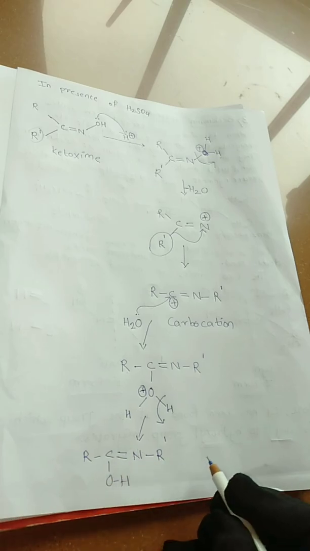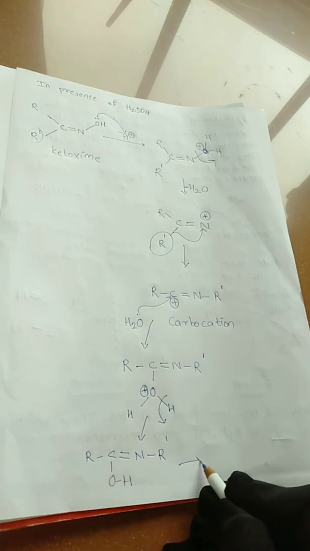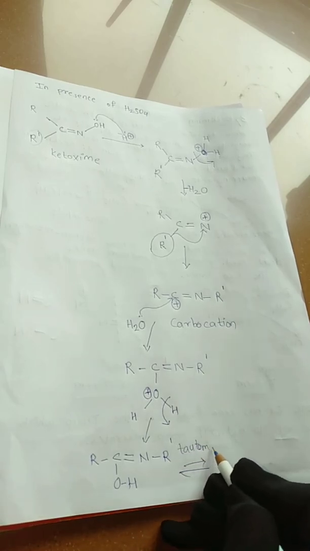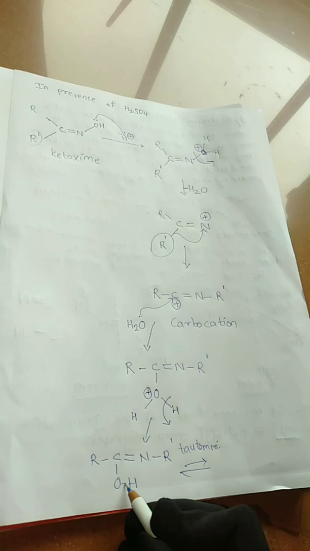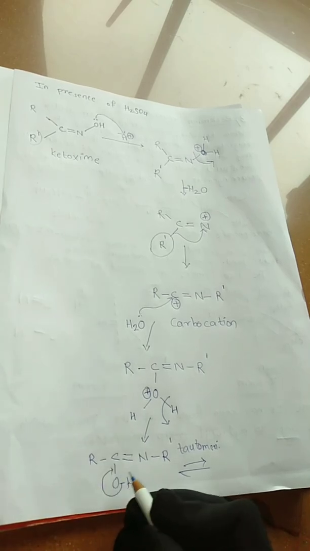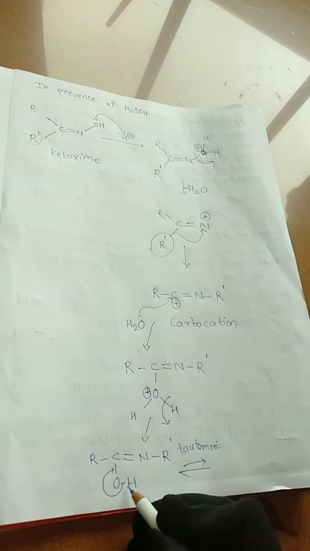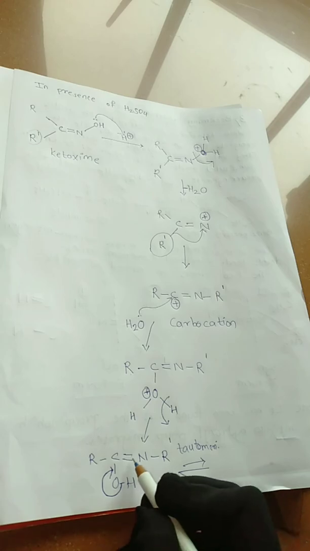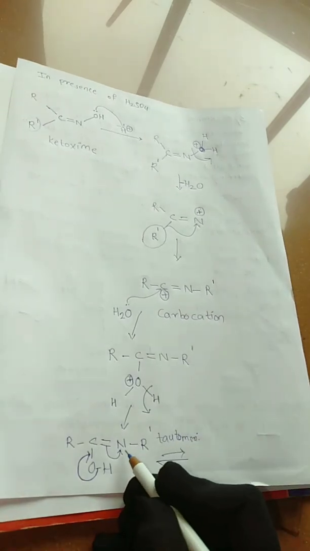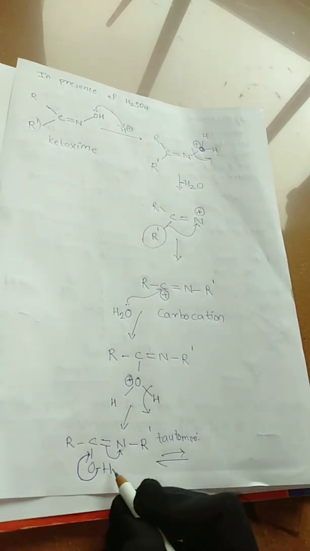So this is not yet our amide. How will you get this amide? By tautomerization. How will you get this? This OH will be rearranged as a double bond, and this double bond will shift towards this nitrogen. So nitrogen will carry a negative charge. So what will this negative charge do? This will abstract this proton.